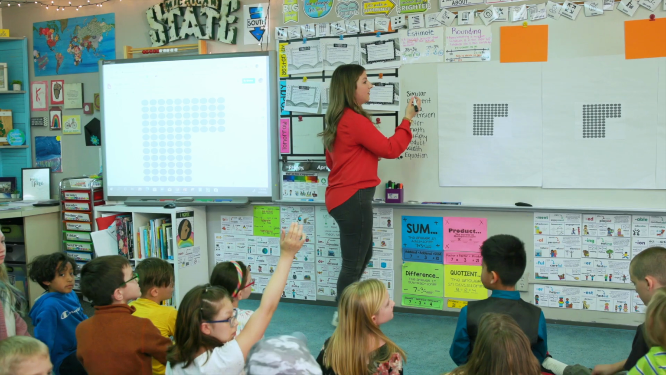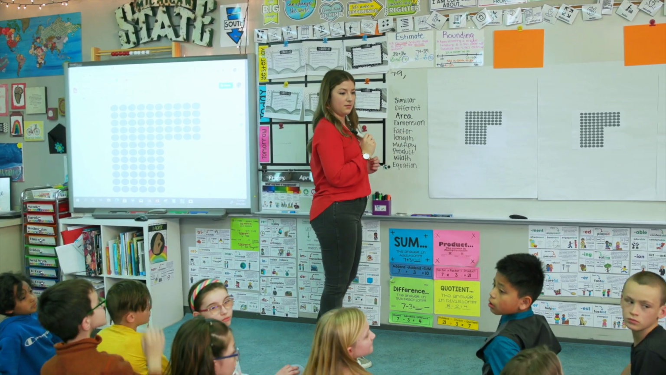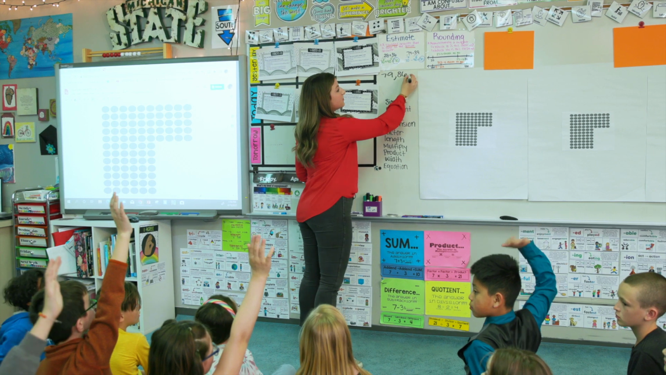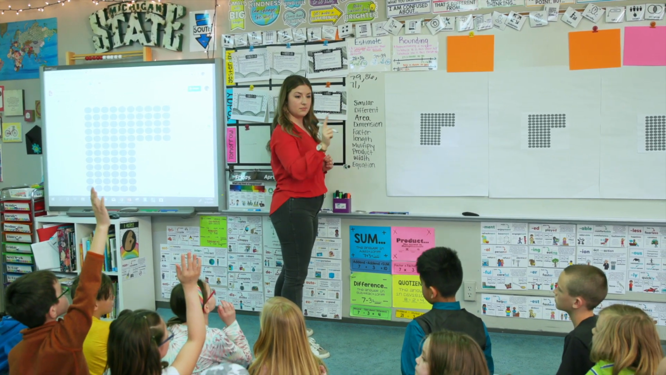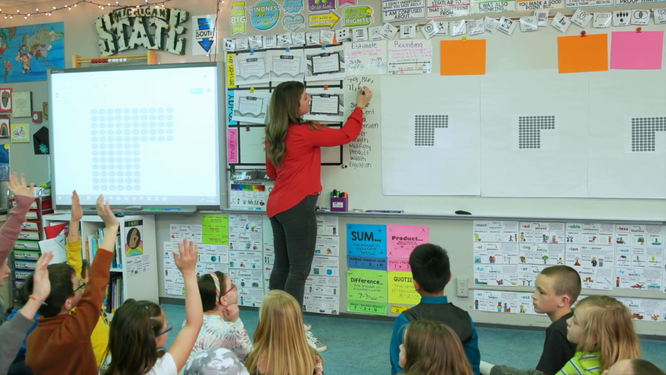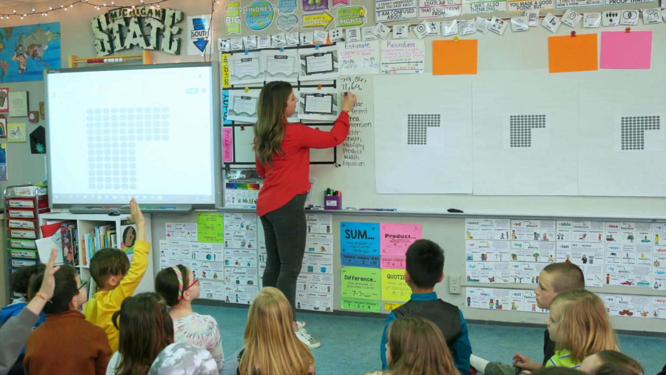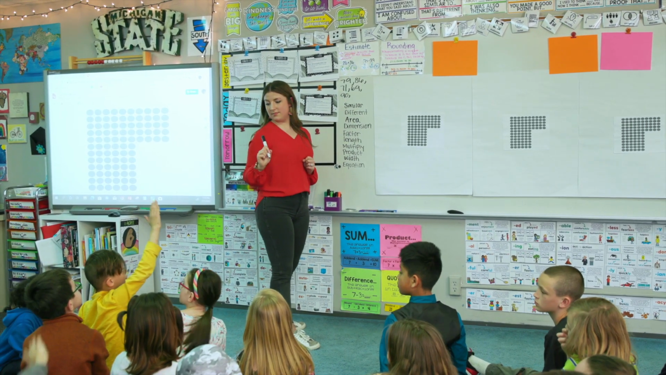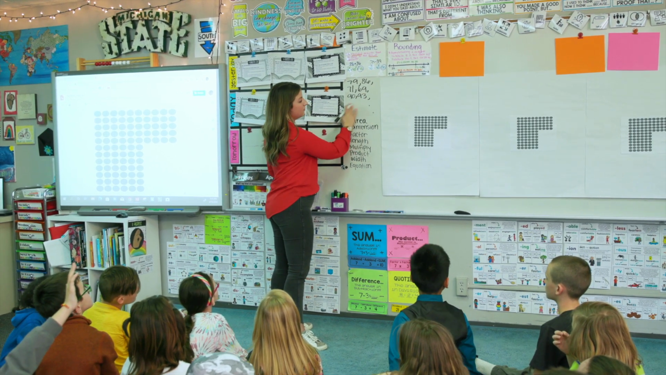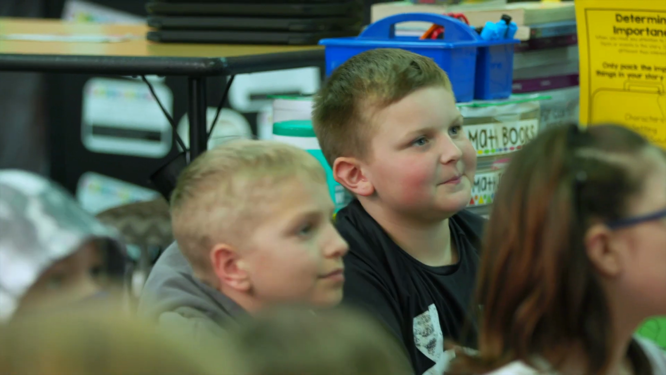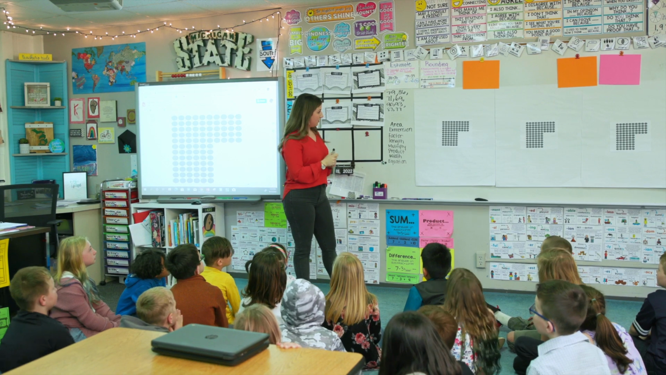Otto, what do you have? I have 79. Okay. 86. 71. 69. 90. 93. 83. All right, so I'm noticing a wide range of answers here.